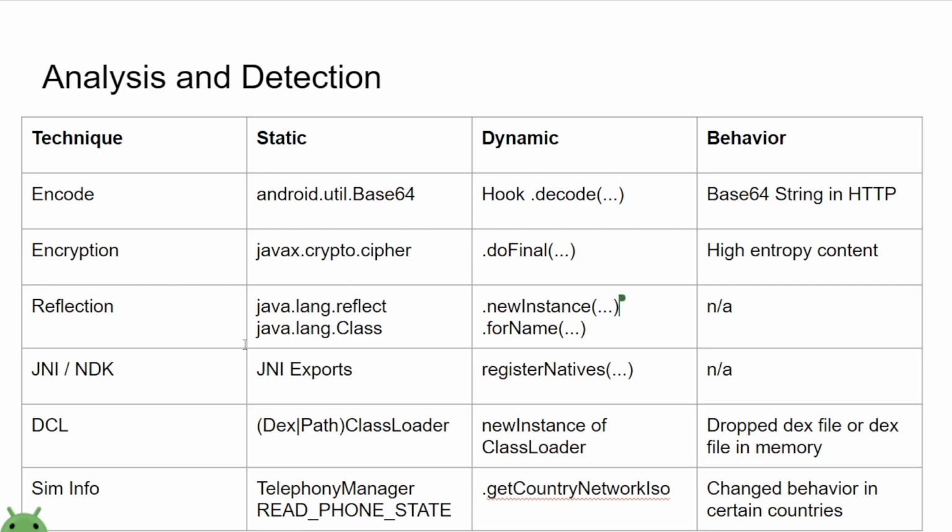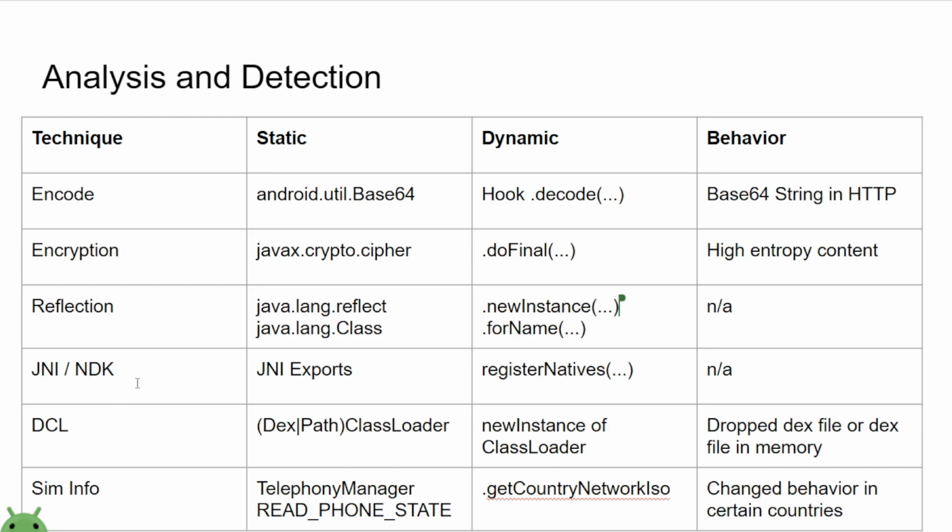Reflection. Reflection can be seen in a few ways, but typically you'll see java.lang.reflect or java.lang.Class. You would then see calls to something like .newInstance if they had a reference to a constructor, or .forName if they're using the class format. The behavior for that is not really defined, because you're basically doing reflection to do some other technique, just not statically.